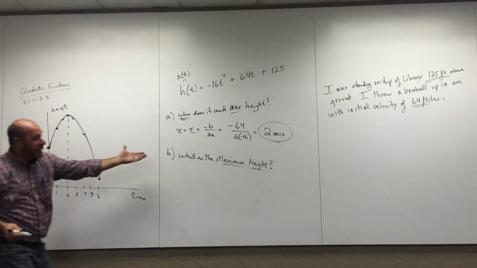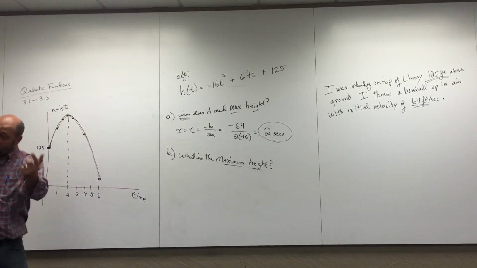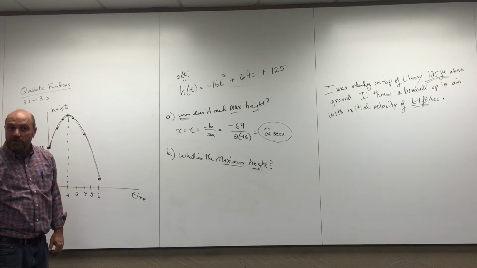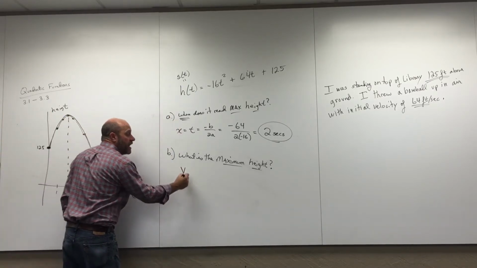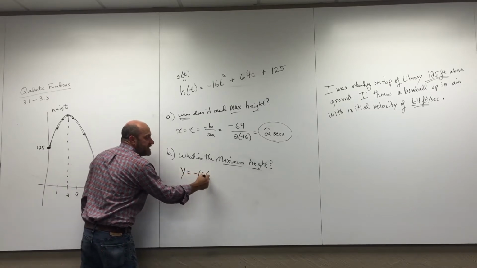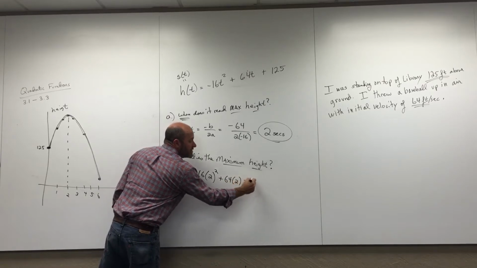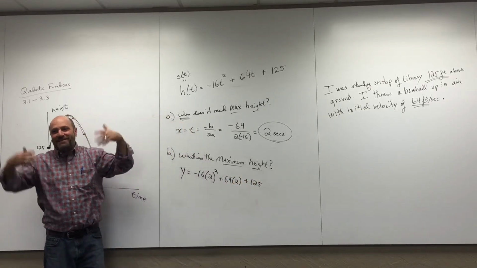What is the max height? Oh, that's the y value. How do you get the y value? You plug the 2 into the function to get the y value of the vertex. That's negative 16 times 2 squared, plus 64 times 2, plus 125. You know, it is easy. Plug a 2 in.